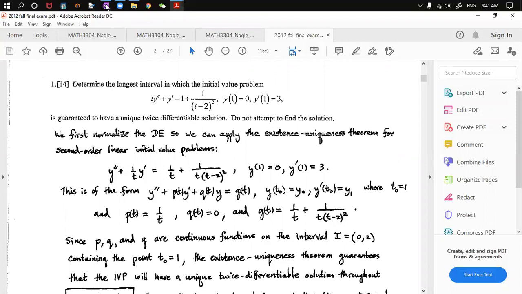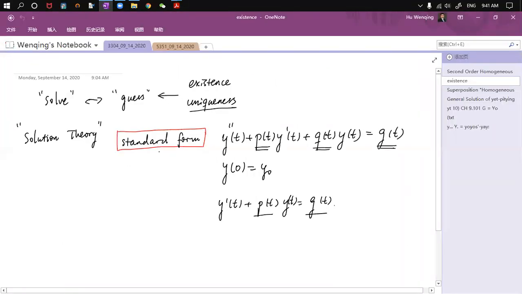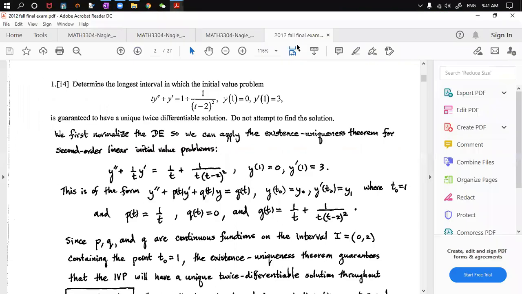In order to have a unique solution, if the equation is in standard form, you just need the coefficients to be continuous. That's enough. But if it is not in standard form, like what you see here, then you have to first turn it into standard form by dividing by t on both sides of this equation.